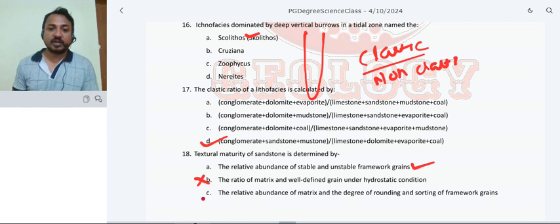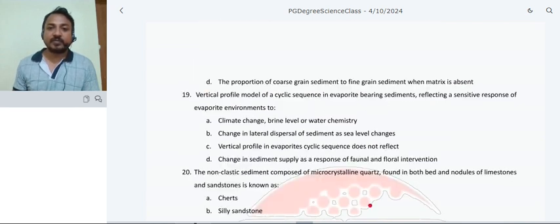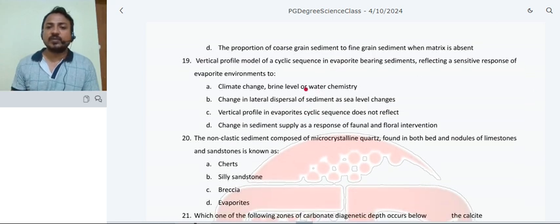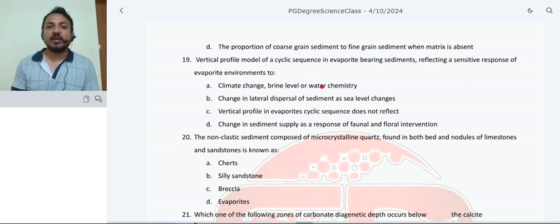The relative abundance of matrix and the degree of rounding and sorting of grains is the correct option, because textural maturity always depends upon the roundness of the sandstone and the percentage of matrix. If the matrix is less than 5%, or less than 50%, what we call arenites, those are more mature. The quartz arenite is more mature, which is rounded and contains a very small percentage of matrix. So answer will be C. The proportion of coarse grain sediment to fine grain sediment is not proper for maturity.